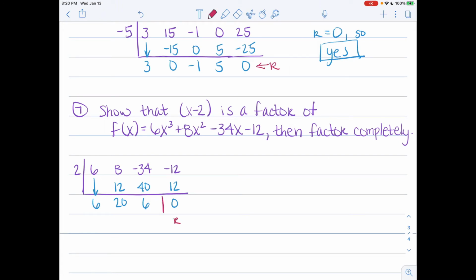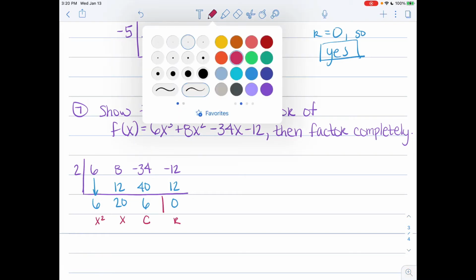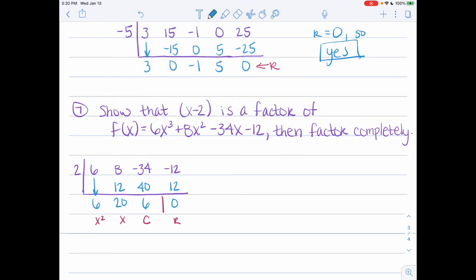Let's label everything this time. Remainder, and then remember after that is constant, x and x squared. We need that because we are going to rewrite our polynomial as this factor, x minus 2, and then the polynomial that's left, the quotient that we got: 6x squared plus 20x plus 6. So we got this line with dividing. And now we want to continue factoring.